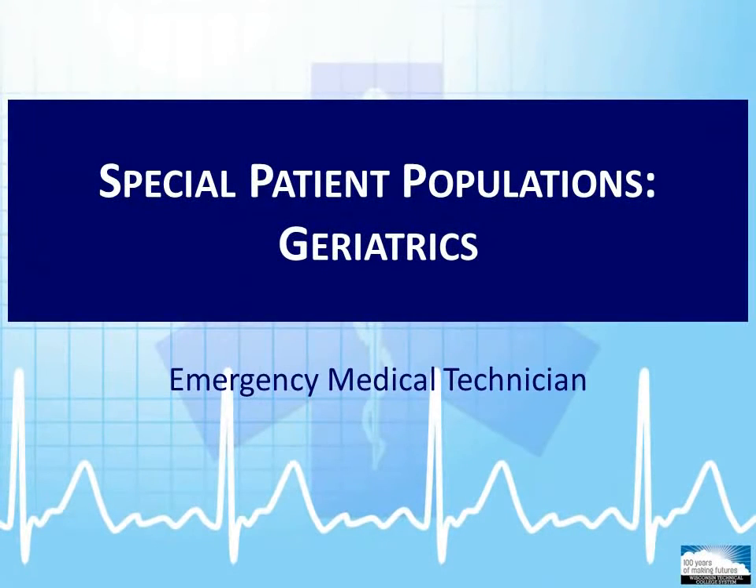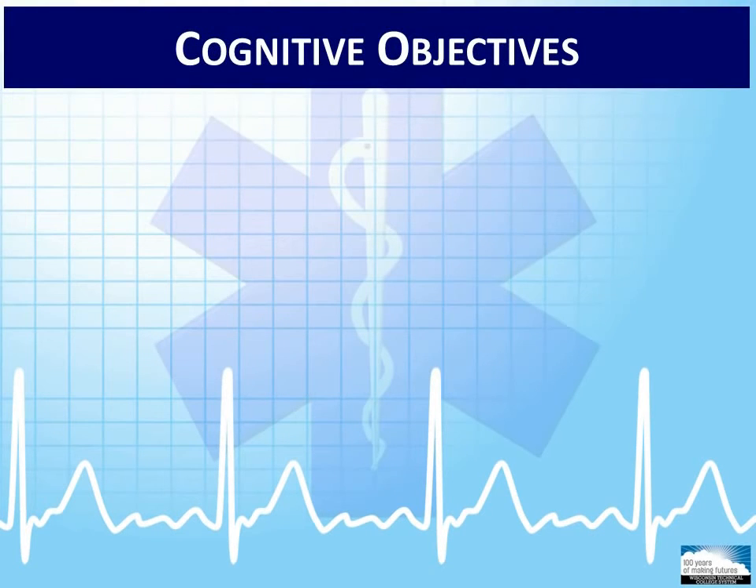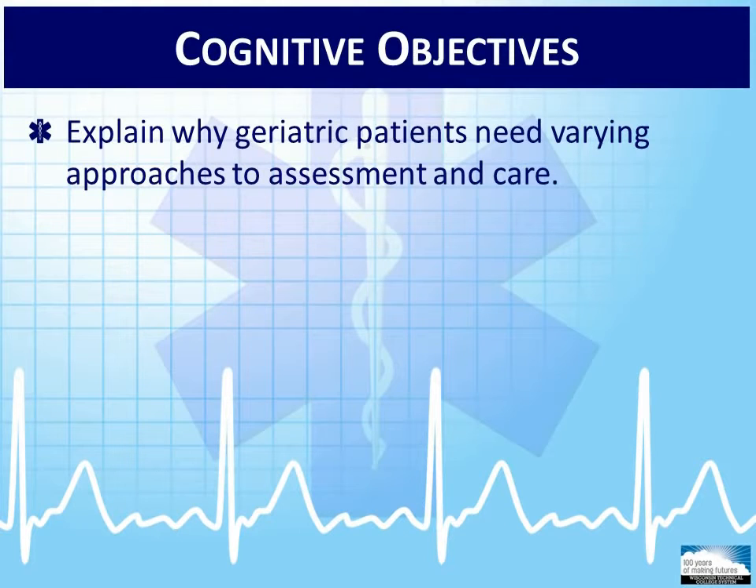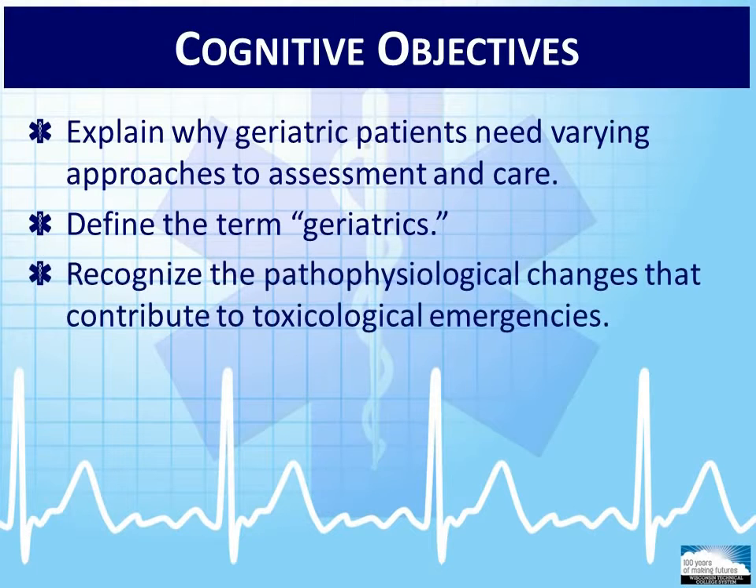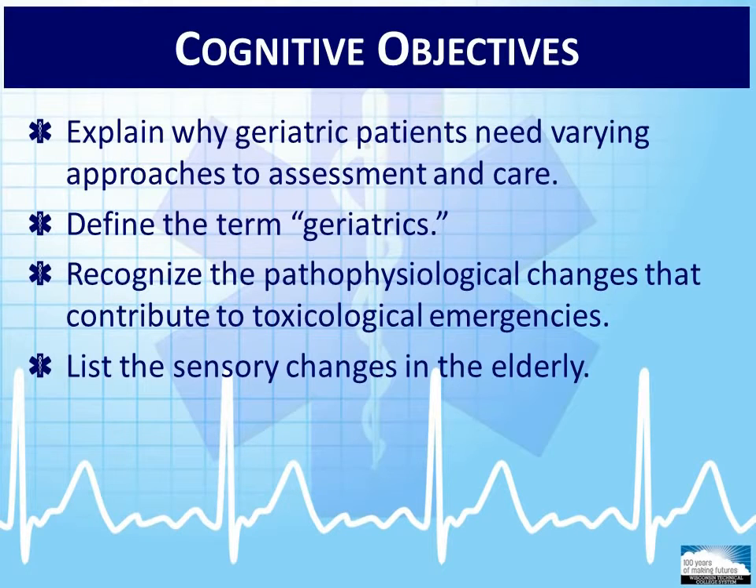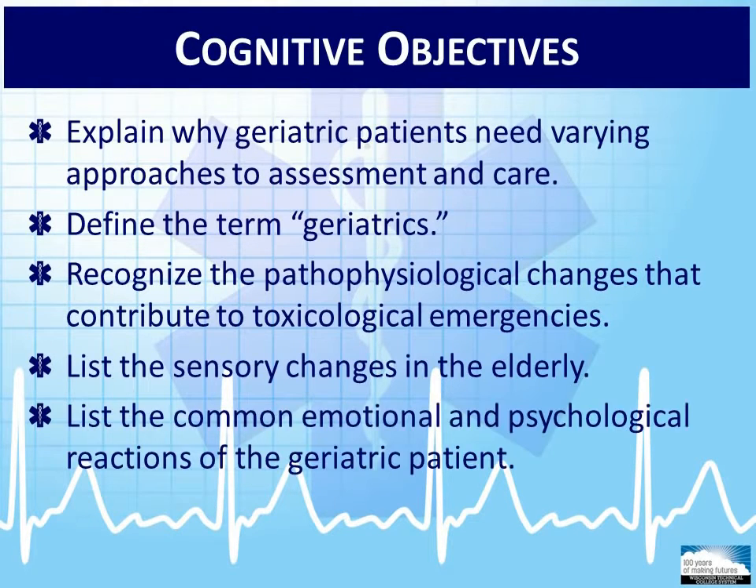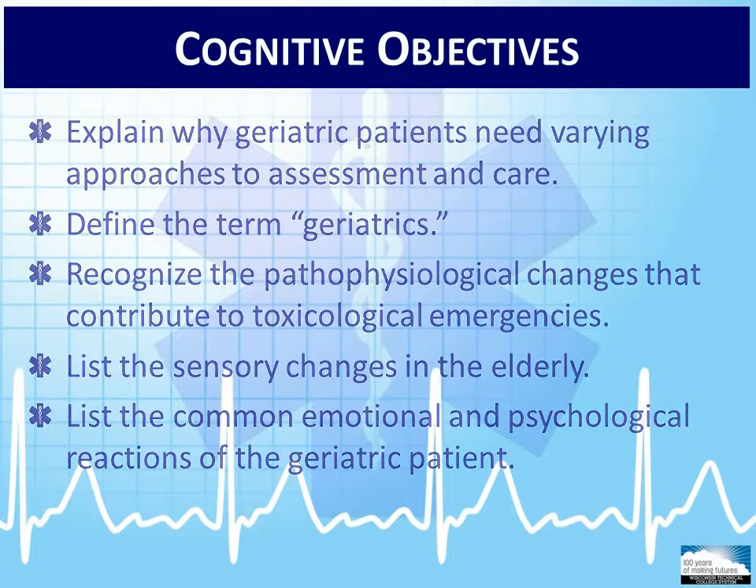Welcome to the Geriatrics presentation of the Special Patient Population segment. Once completed with this module, you should be able to explain why geriatric patients need varying approaches to assessment and care, define the term geriatrics, recognize the pathophysiological changes that contribute to toxicological emergencies, list the sensory changes in the elderly, list the common emotional and psychological reactions of the geriatric patient.